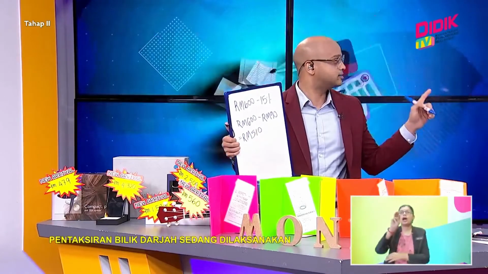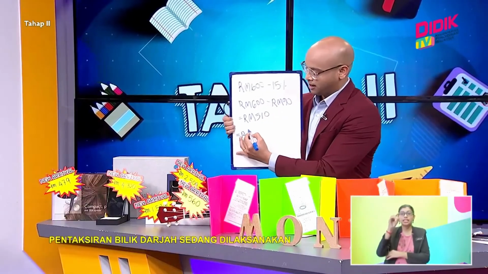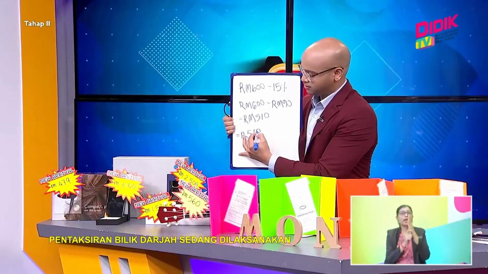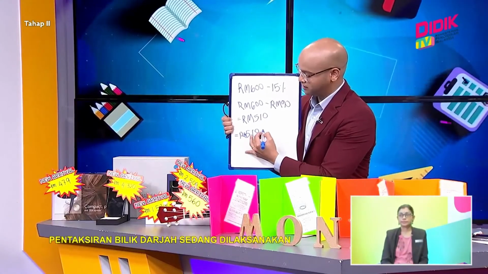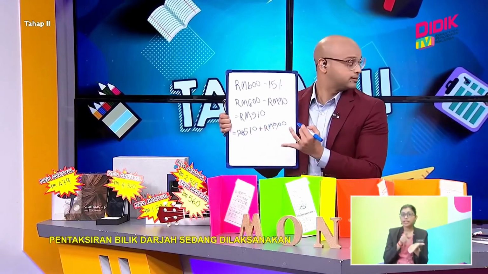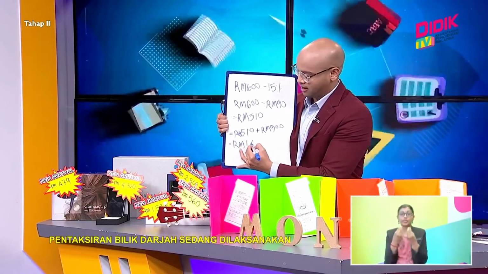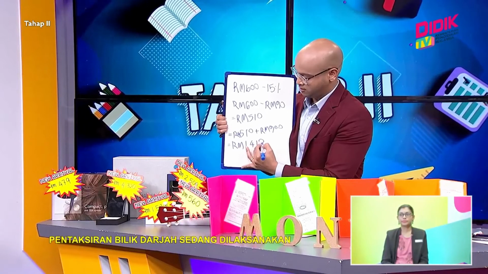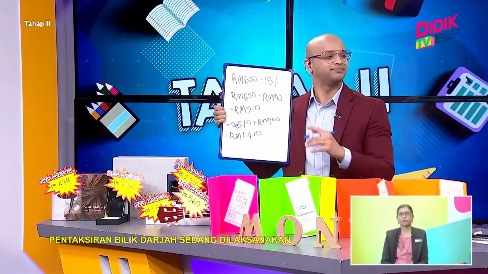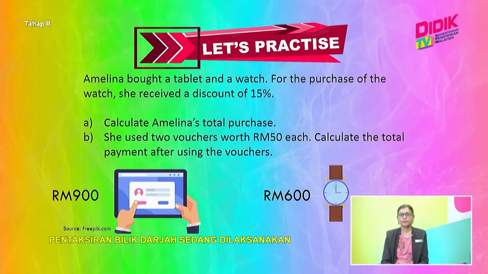Now for question A, calculate Emelina's total purchase. That means the watch, 510 ringgit, plus the tablet, 900 ringgit. RM510 plus RM900, the price of the tablet. I will get RM1,410. Let me just double check. Yep, that's the price for question A, Emelina's total purchase, right? Yes, correct. So this is right.